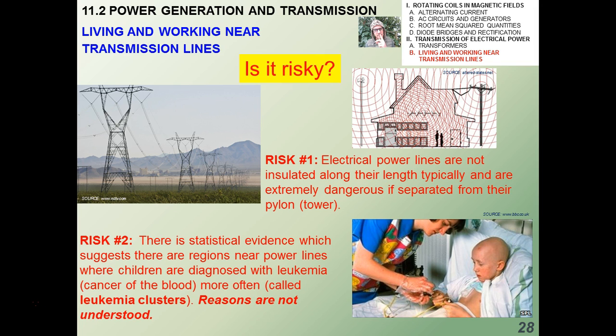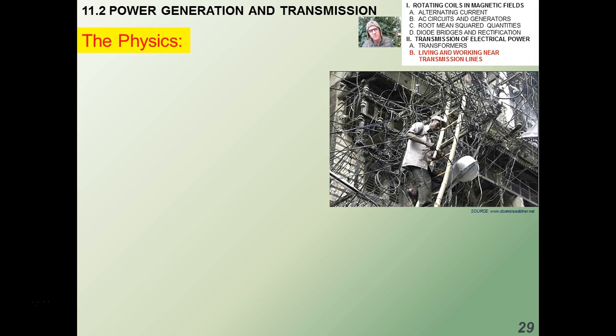There is statistical evidence that suggests, but does not prove, there are regions near power lines where children are diagnosed with leukemia, which is cancer of the blood, more often. These are called leukemia clusters. The reasons are not understood. So there's a suggestion, but it's not a direct link that has been proven.